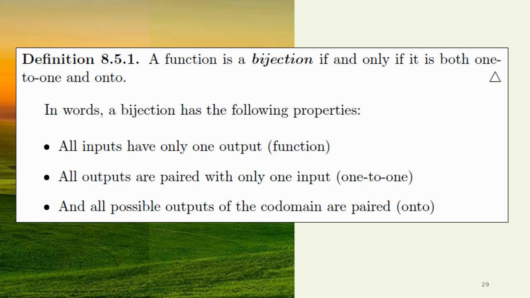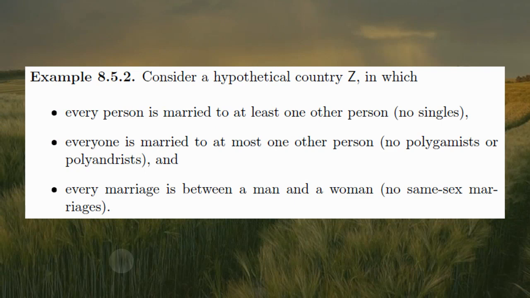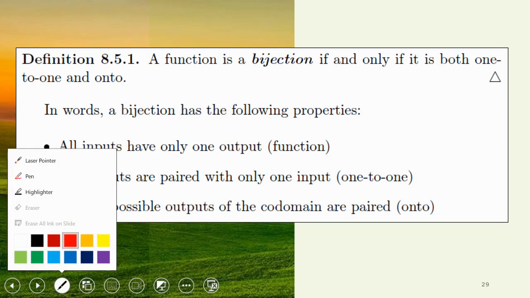Hello, mathematicians. We are going to continue our discussion of functions by talking about bijections. In previous videos, we learned what a function is. We learned that a function could be one-to-one, or onto, or both. If a function is both one-to-one and onto, it is considered a bijection.